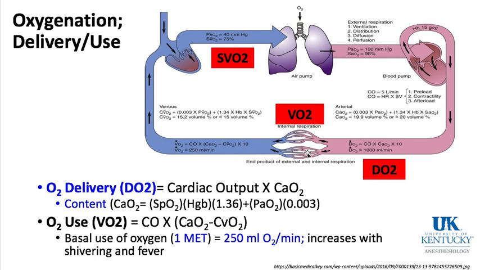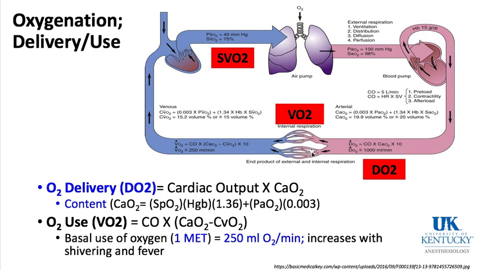And at the tissues, we use oxygen, basal metabolic rate. 1 metabolic equivalent is equal to 250 mils of oxygen per each minute. That's 1 met. 4 metabolic equivalents is approximately equal to what it takes to climb 2 flights of stairs. And when you ask someone preoperatively, can you climb 2 flights of stairs, you're kind of asking them, can you increase your oxygen use about 4 times from basal metabolic rate up to 4 mets?